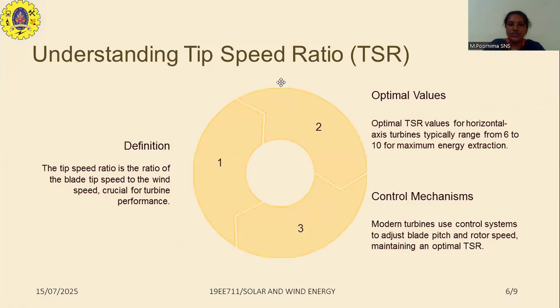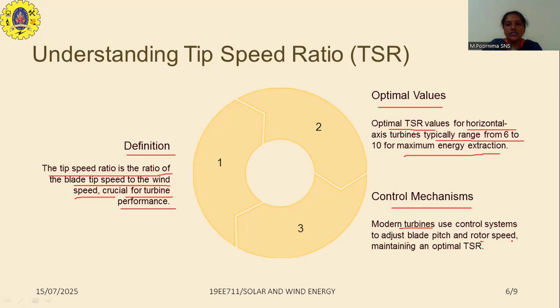And coming to the tip speed ratio, here is the definition. The tip speed ratio is the ratio of the blade tip speed to the wind speed, crucial for wind turbine performance. What is the optimal value? The optimal tip speed ratio value for a horizontal axis turbine typically ranges from 6 to 10, depending on size. Then the control mechanism: modern turbines use control mechanisms to adjust the blade pitch and rotor speed, maintaining an optimal tip speed ratio.